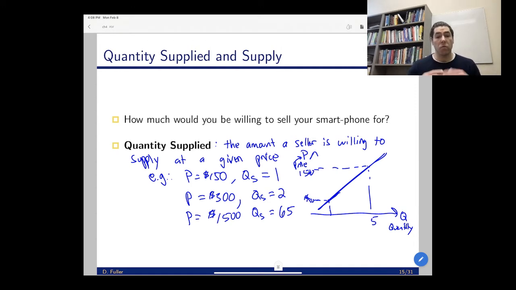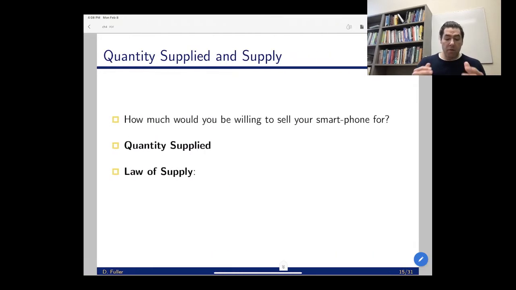Okay, so we have a rough idea here of what the supply curve is going to look like. So we understand what is quantity supplied, analogous to quantity demanded. And now let's try to figure out what is behind the law of supply. So the law of supply, as we saw in the previous example, says the following.